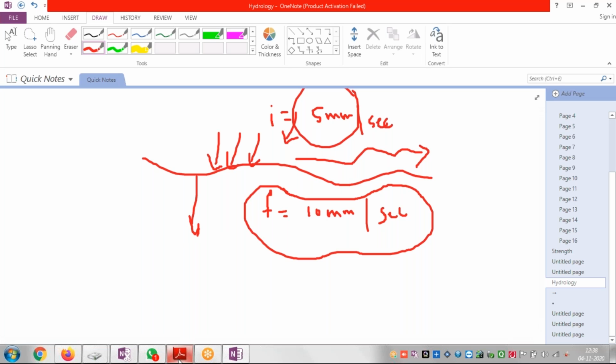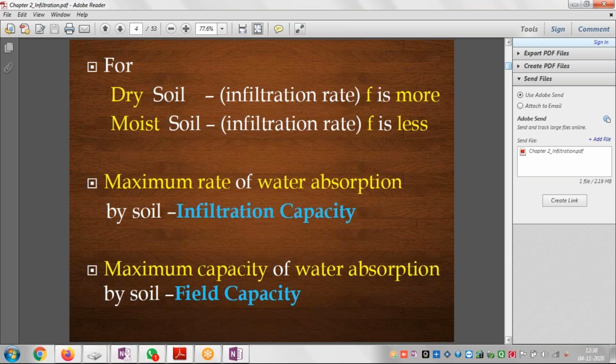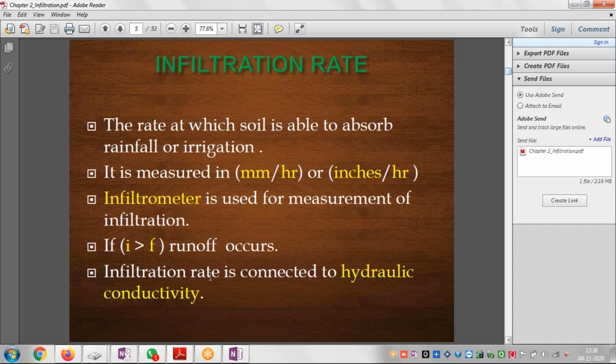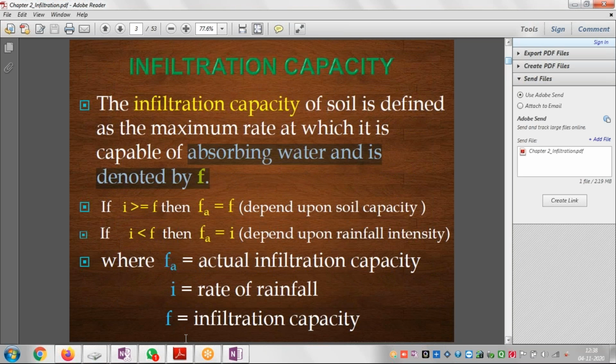So the concept is that if I is less than f, then fa is equal to I. Just try to understand. Here it will be given to you. See, if I is greater than f, runoff occurs. If I is less than f, no runoff will occur. Is this point okay?